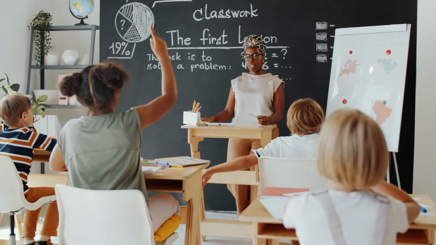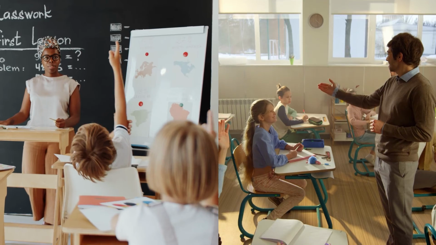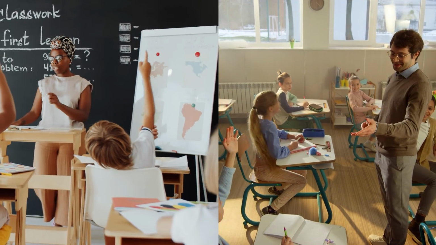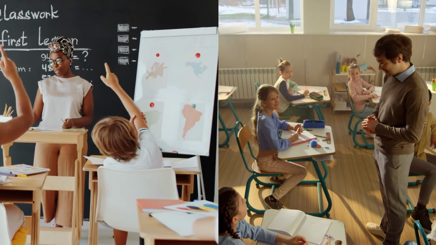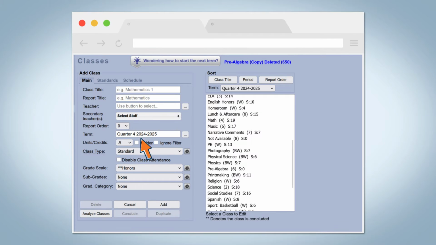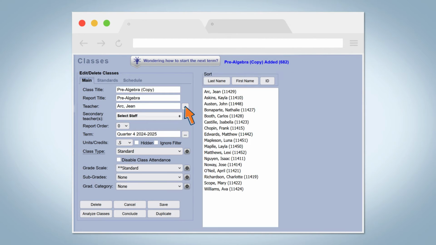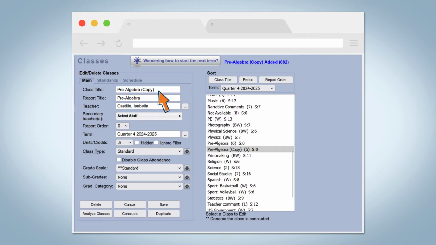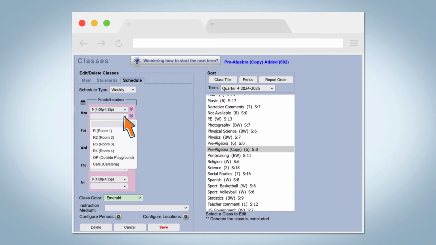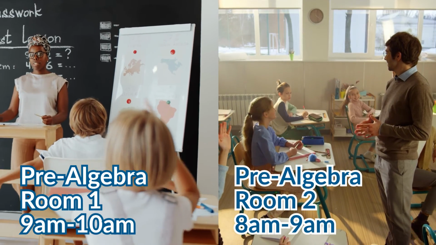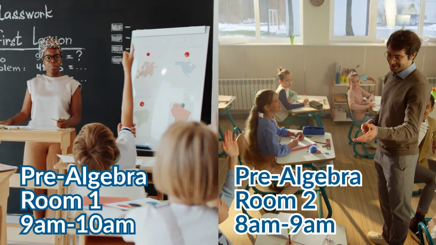If you have 2 sections of the same class, such as 2 pre-algebra classes taught by different teachers, the process is simple. Start by creating the first pre-algebra class, then duplicate it. Assign the duplicated class to the second teacher, and that's it. You can now manage settings for each pre-algebra class independently without any changes affecting each other.